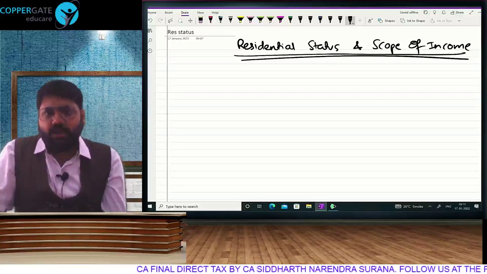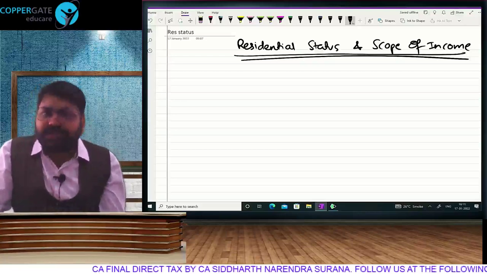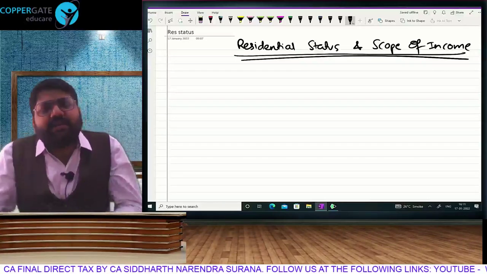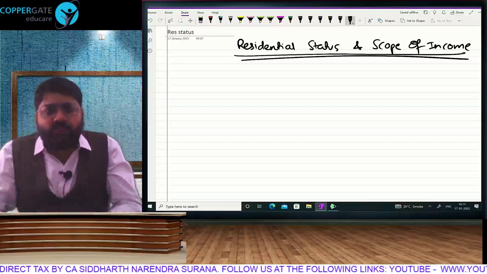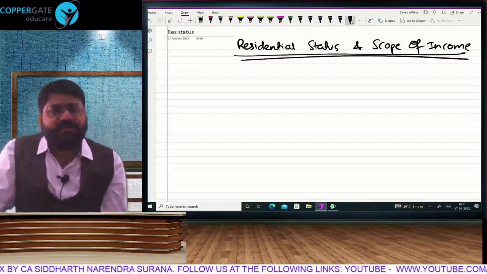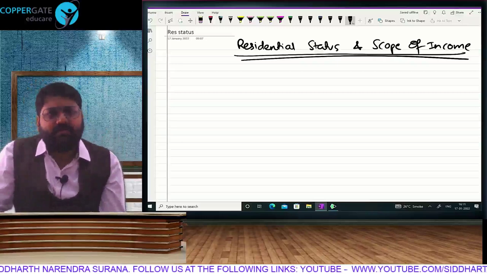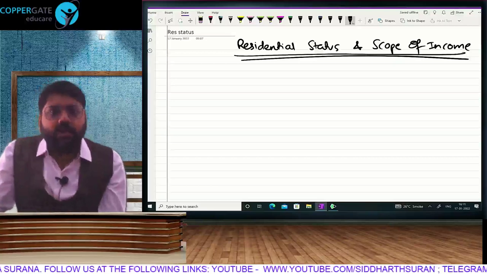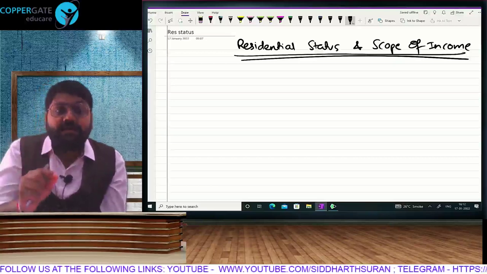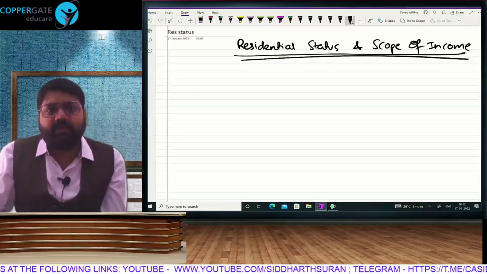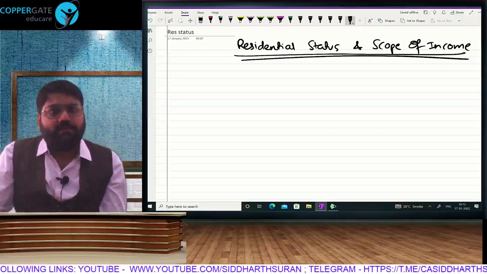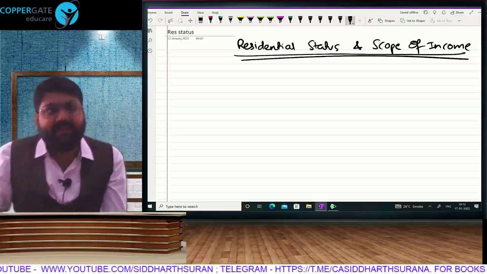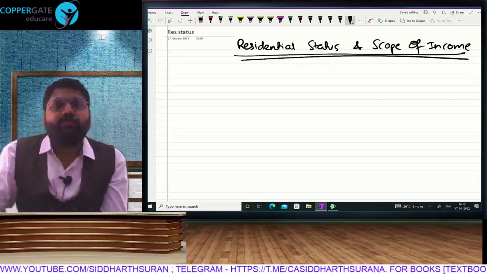Why? What is the idea behind the chapter? There are two ways of learning. Option one, we can directly start learning section numbers. Section 5 has given scope of total income. Section 6 has given residential status. We can directly start learning that, but that will not make things clear in your mind. You should always know the reason, the purpose behind learning something. Why are we learning this chapter? Once you know that, everything in the chapter will become very easy for you. And I am going to tell you that purpose first.